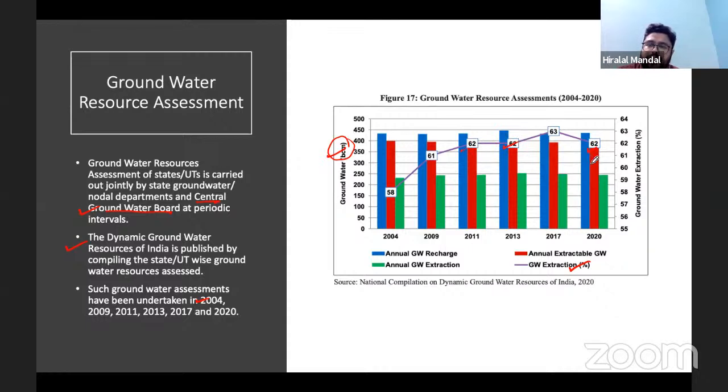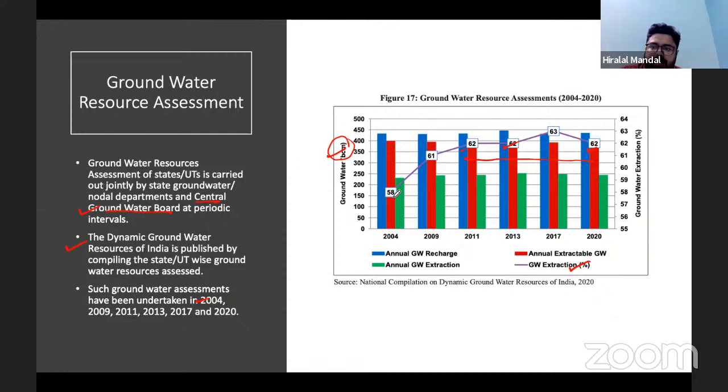So what do we see? The groundwater extraction is the same over the last 10 years. It is at the 62% level at this point of time. In 2004, you can see the groundwater extraction stood at 58%. So that is the change you can see. If the availability of water is 100, then out of that 100, 62% of the water is extracted. That is the groundwater extraction.